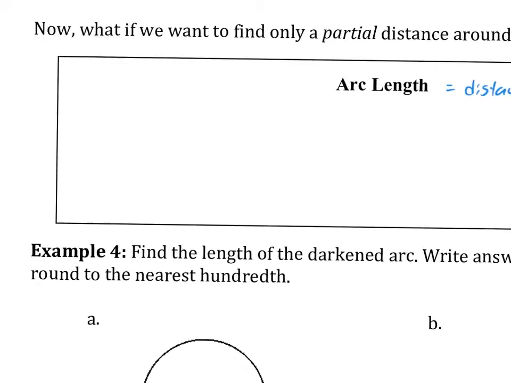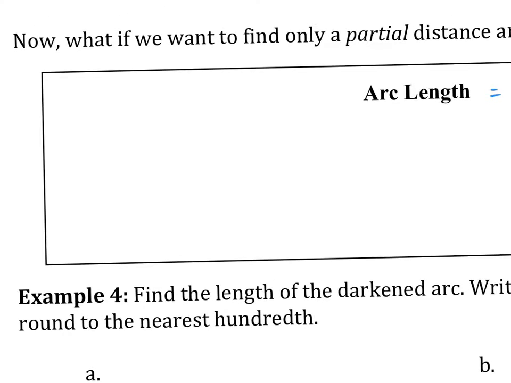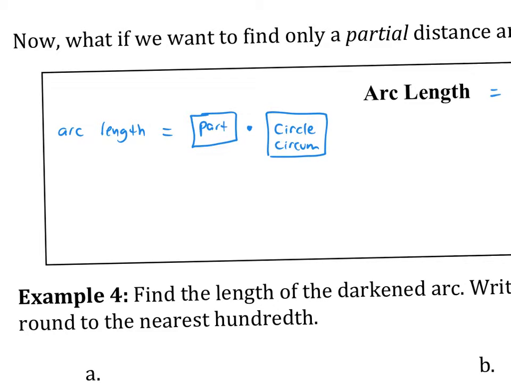All right, so there are 2 ways to look at it, and the first one looks like this: arc length, and usually we're going to use the letter L just for that, is equal to part of the circle. Arc length is part of the circle, a piece of the circumference. So a part usually is in terms of a fraction. And the circumference is the circumference itself.